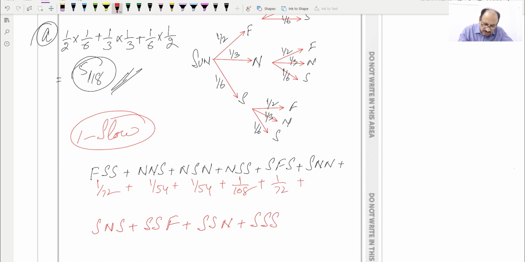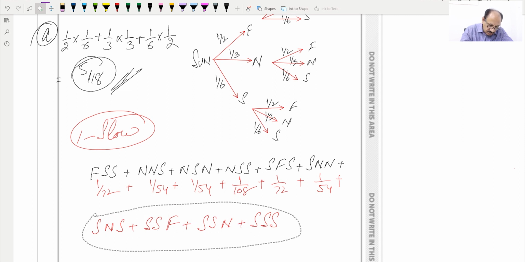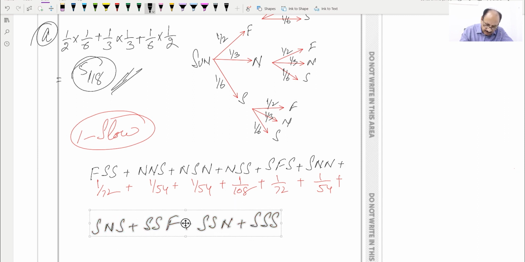Then slow, which is 1 over 6, no change, 1 by 3 into 1 by 3. So this will be 9 into 6, which will be 54. So it will be 1 over 54. So we can write here 1 over 54 plus, now we can take this one.